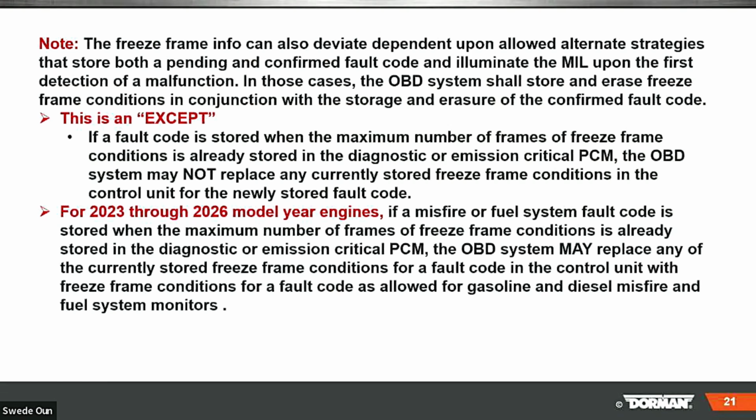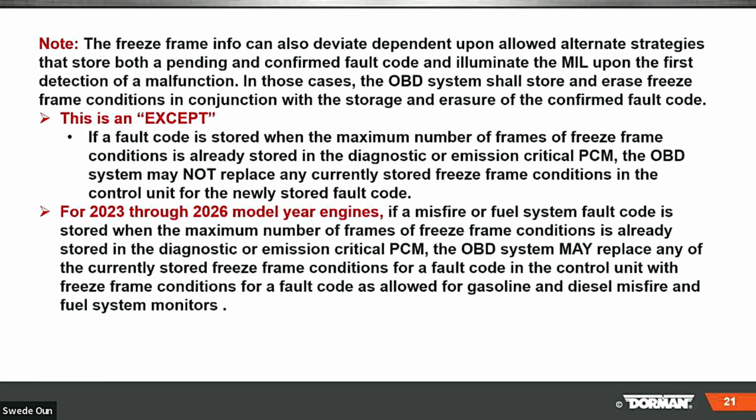So no, the freeze frame info can also deviate, dependent upon allowed alternate strategies that store both a pending and confirmed fault code and eliminate the MIL upon the first detection. So basically, they also give the manufacturers a little bit of leeway. Okay, you show us everything you're trying to do with that OBD. So you have an alternate strategy. We'll decide if this works or not. If it works, you can put it in a requirement. Okay, and here it is.